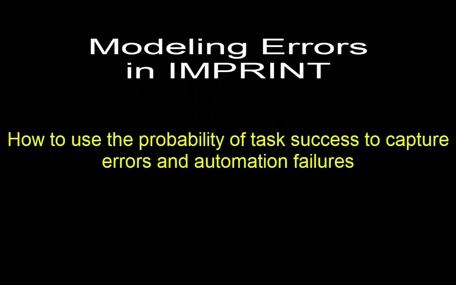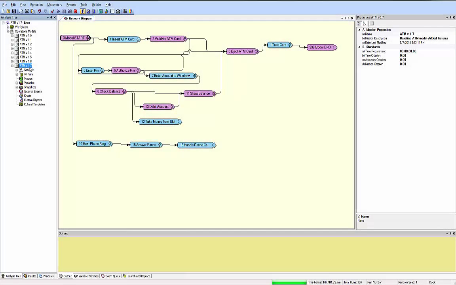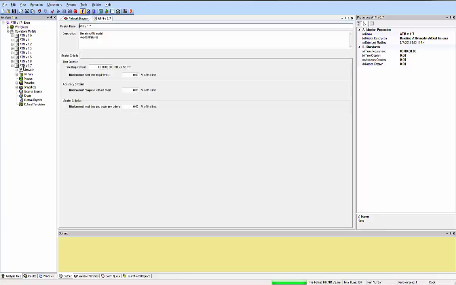This video is titled Modeling Errors in IMPRINT. In this video, we will cover how to use the probability of task success to capture errors and automation failures. I've already created a new version of the model, and I have updated the description to note that we'll be capturing failures in this particular version.